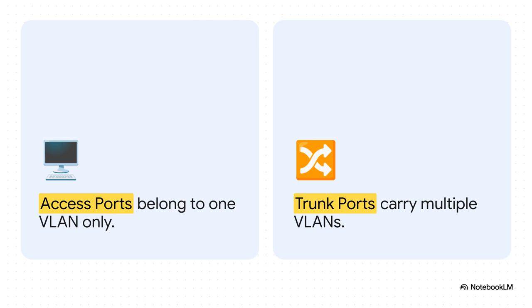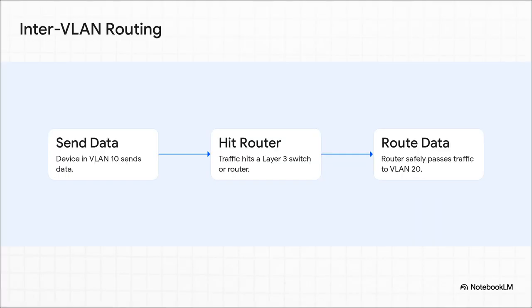Then we have trunk ports. These are the heavy-duty connections linking different switches together, and they carry traffic for dozens of VLANs simultaneously. To keep it all straight, trunk ports use a standard called IEEE 802.1q. Think of it like a digital shipping label. It places a specific tag on the data to identify exactly which VLAN ID it belongs to, so nothing gets mixed up in transit.